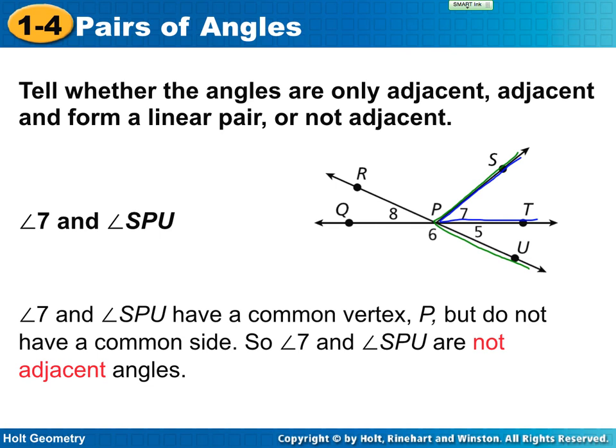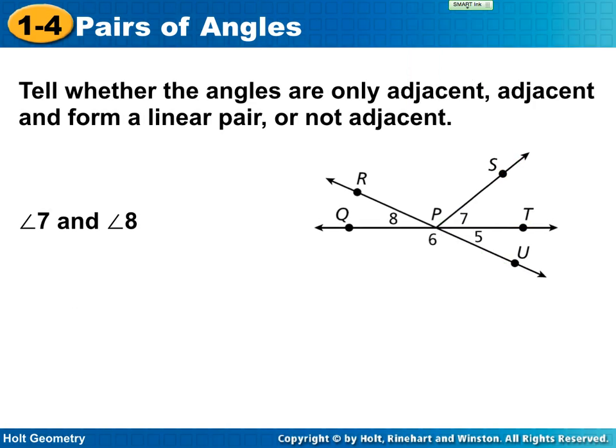So why are these not adjacent? They share a vertex and a common side. Yes, they're overlapping. The rest of the definition said, but no common interior points. So if you pick a point in here, this point is in angle 7 and it's in angle SPU. So that's an overlapping shared point. So they need to be side by side rather than one inside the other. Okay? All right, that one was a good one.